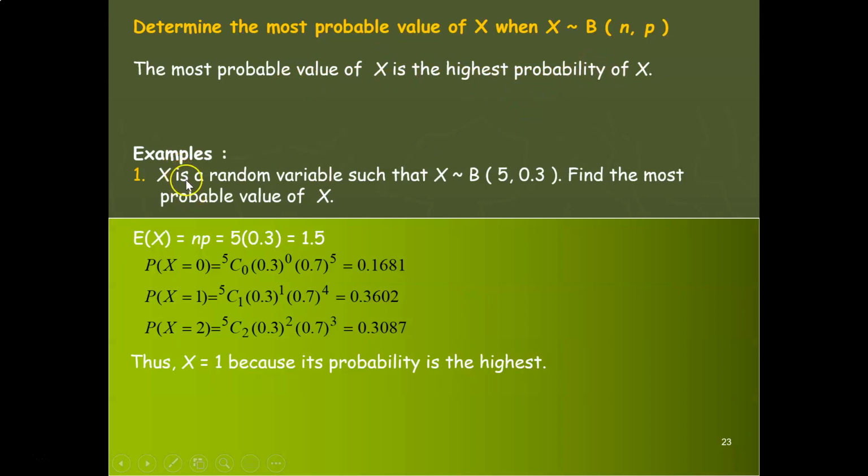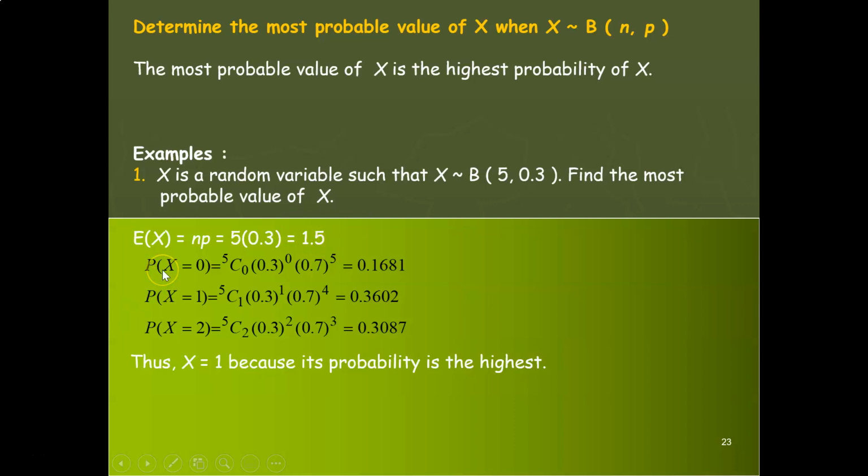Let's see the example. X is a random variable such that x follows binomial(5, 0.3). 5 is your n and 0.3 is your p. Find the most probable value of x. The most probable value means x has the highest probability. So first we need to find the mean, E(X). The mean is np, n equal to 5 times your p 0.3, so you get 1.5 over here.